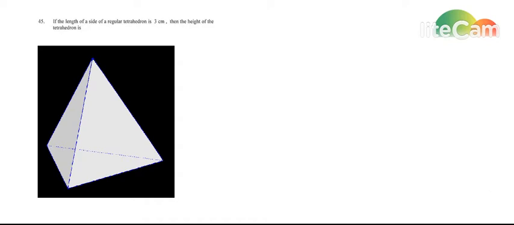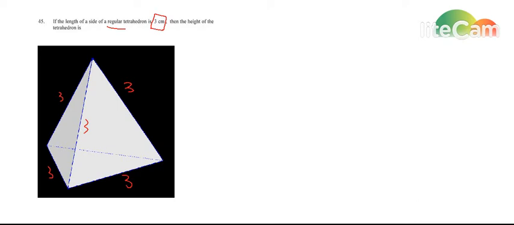For this question, it is related to tetrahedrons. Firstly, we just mark down the given information. We know that it is a regular tetrahedron. It means each of the sides are the same in length: 3, 3, 3, 3, and this is also 3.